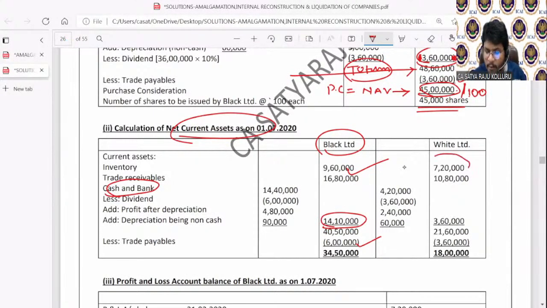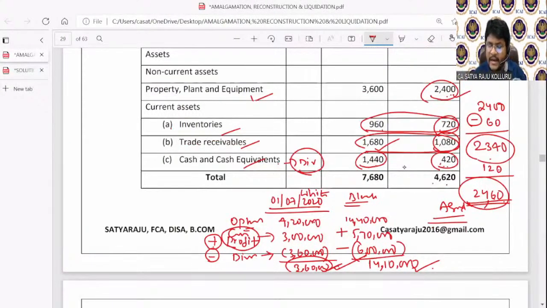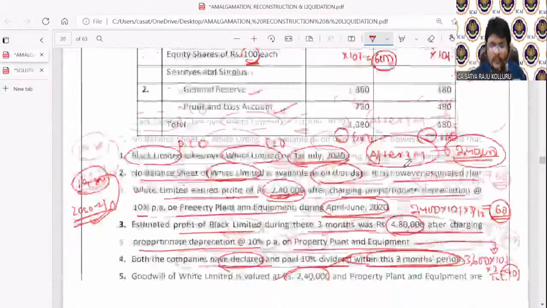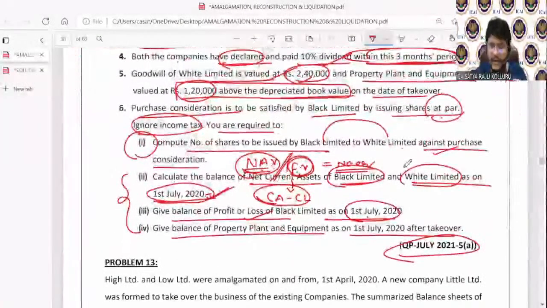In case of White Limited also, we work out all the same values. The only difference is cash. Cash we already calculated earlier, which is 3,60,000. Then we got net current assets. Do you agree, all of you? Tell me, guys, are you with me? So net current assets valuation is also over. Next, come to the below, guys. What is the next question?